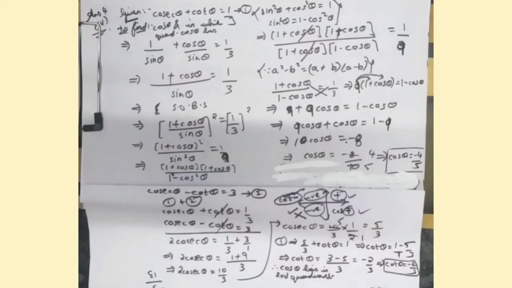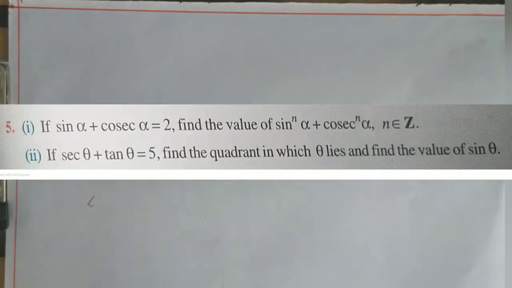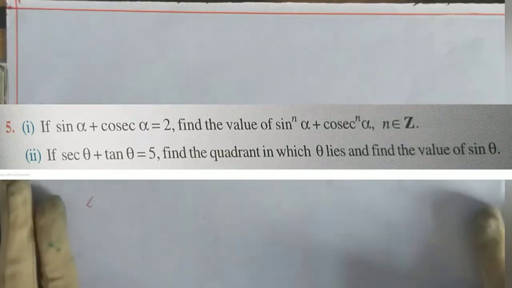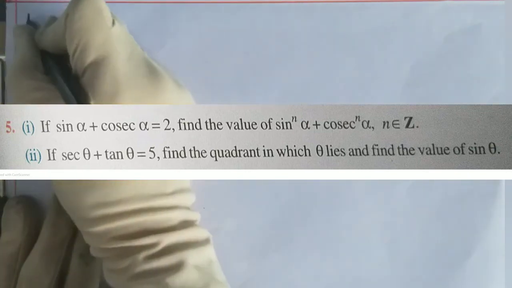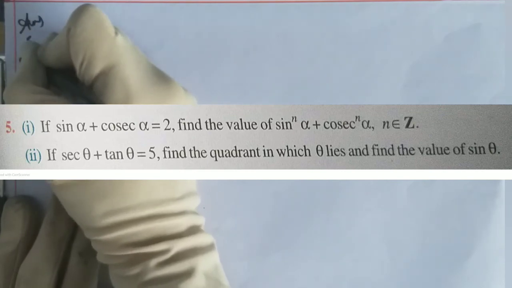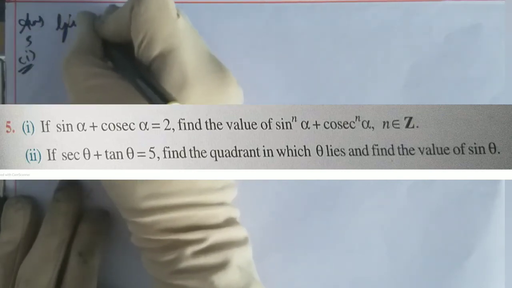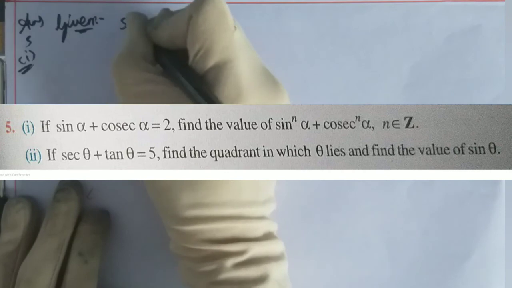The question for the first bit is: if sin alpha plus cosecant alpha is 2, find the value of sin power n alpha plus cosecant power n alpha, where n belongs to Z. N belongs to Z means n is an integer. So answer 5, first bit, what is given to us? Given sin alpha plus cosecant alpha is 2.